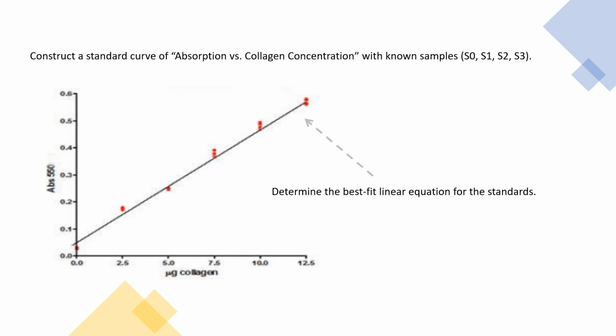And so now once we have this equation, we can then go back to our samples for which we have absorbance values, but we don't have the collagen concentration. But if we plug in those absorbance values into this equation that we determined from this fit, then we can compute the corresponding collagen concentration for our samples based on their absorbances and based on the best linear fit equation derived from these known collagen standards.